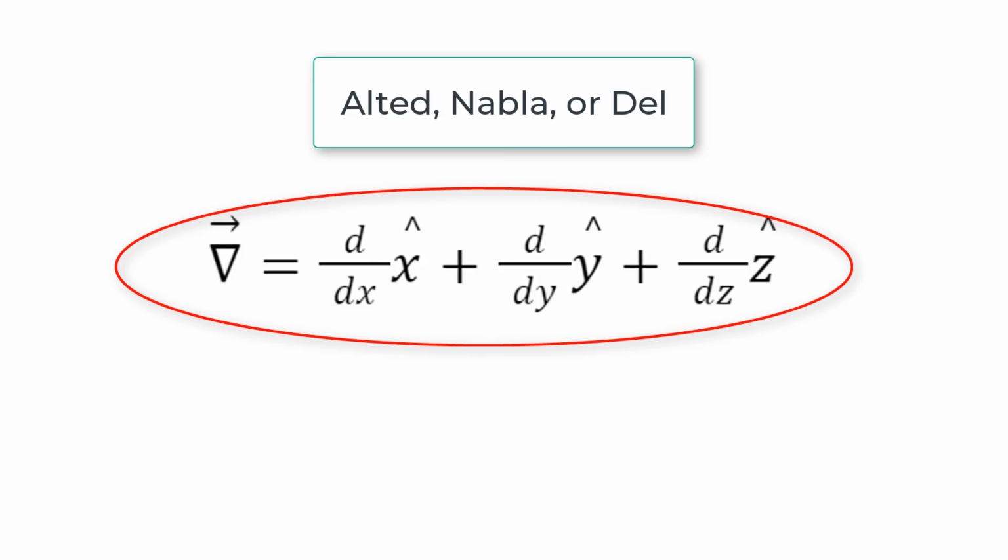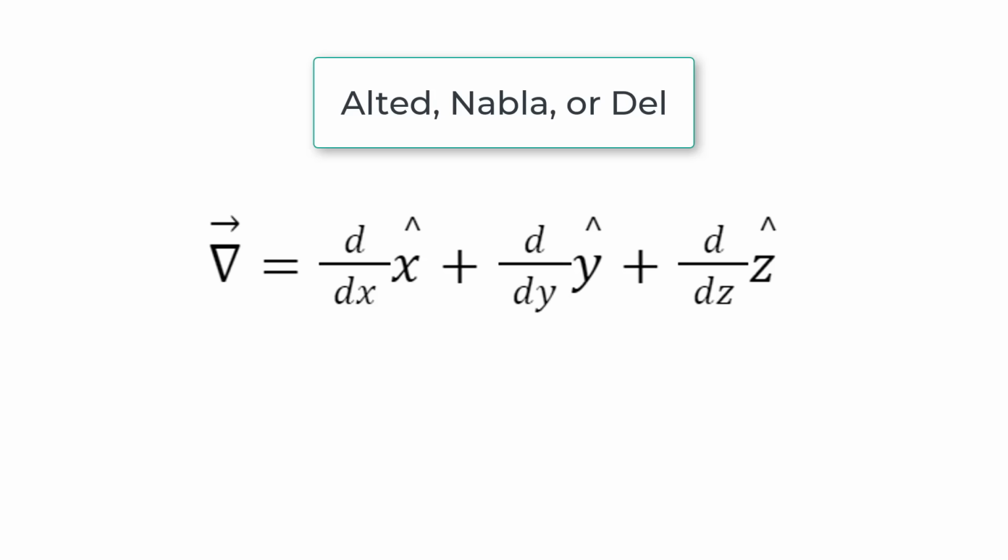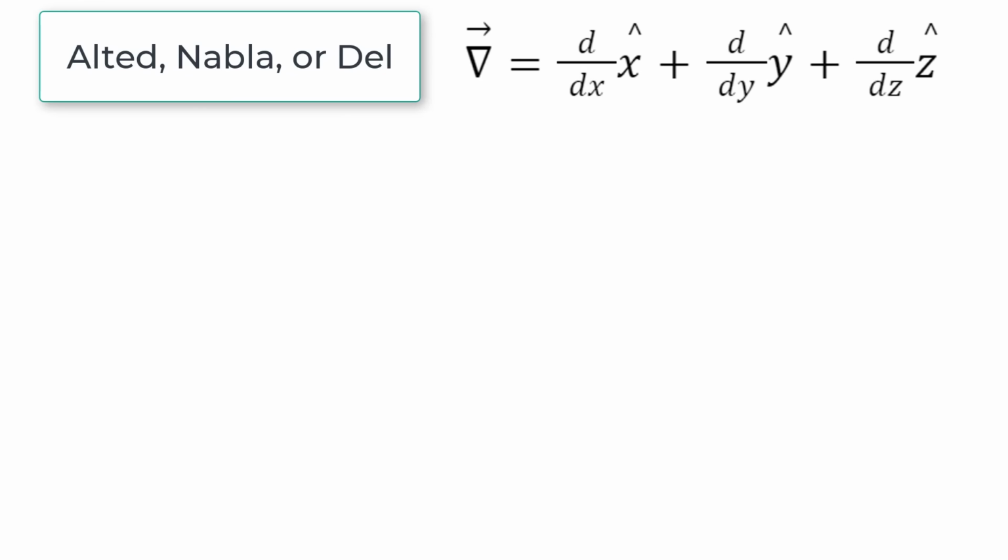See this triangle function? It has 3 common names: atled, nabla, and del. I'm going to use the name del because I'm American. I'll explain what my birthplace has to do with it in later videos. Anyway, the del function is a vector that has a derivative in each direction, pointing in each direction. As the del function is a vector, you can take the dot product operation, which is called the divergence, or the cross product operation, which is called the curl.